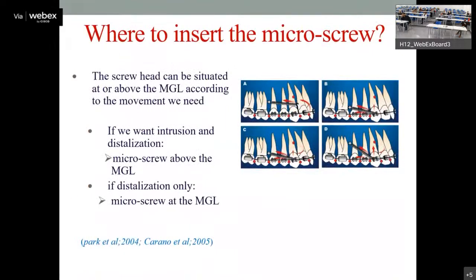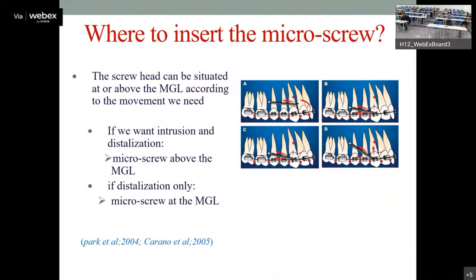So where to insert your microscrew? Actually, the insertion point depends on the movement you are planning to achieve. So the screw can be situated either above or below the mucogingival line according to the movement you need. If you need distalization only, then you need to insert your microscrew below the mucogingival junction. If you need distalization with intrusion, then you need to insert your microscrew above the mucogingival junction.